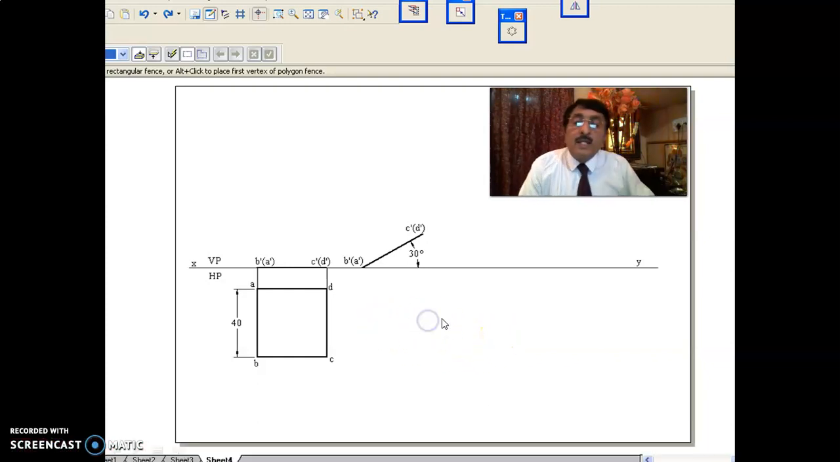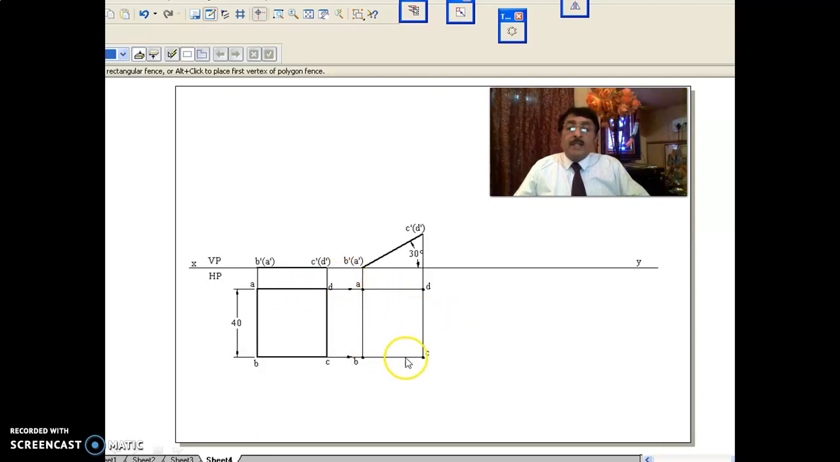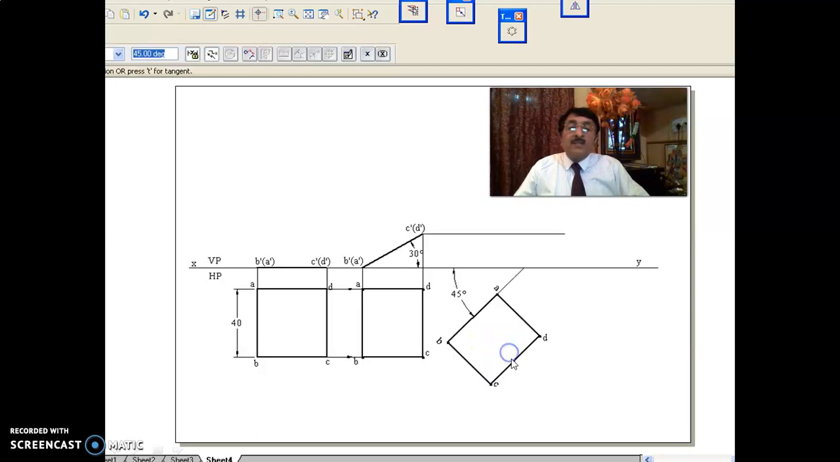Now once you do, take the projectors down, get ABCD here on this CD, on this AB, in that way get the top view. Now the problem says edge on HP, please understand, edge on HP is AB. Edge on HP is inclined at 45 degrees to VP means you incline it at 45 degrees. Second stage top view and third stage top view will remain same because inclination to HP I am not changing.